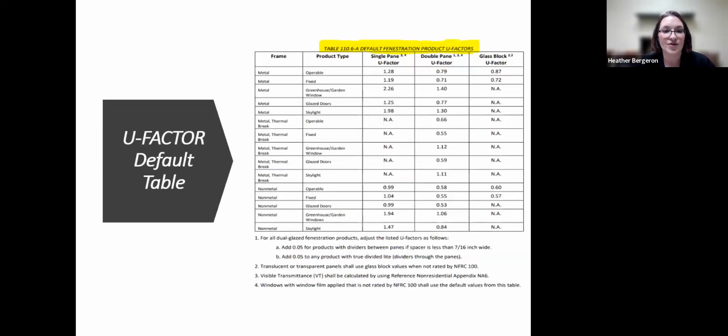Here's an example of your U factor default table, depending on your type of frame again and your product type. Say, for example, if you're in a metal frame with a skylight and you're wanting to look at the differences between a single pane and a double pane, this is the default table that you would see of the differences between the two on U factor.